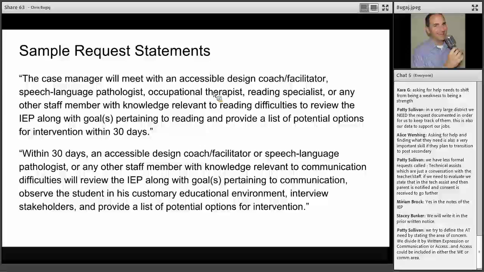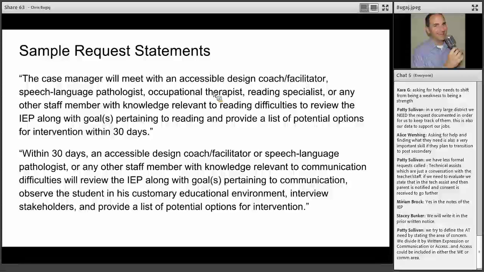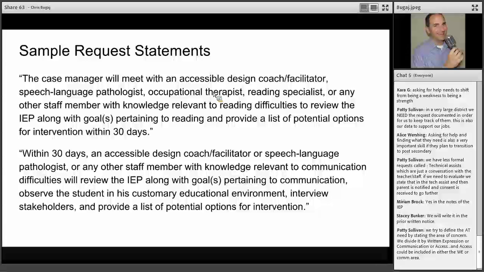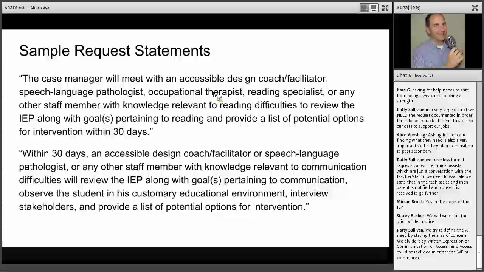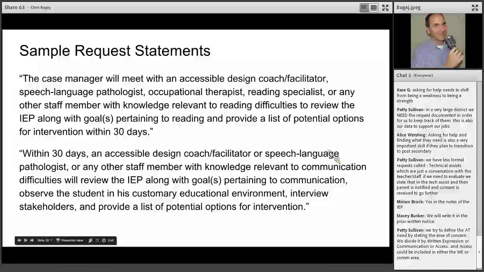And so here are two sample statements that might be written on the IEP. The case manager will meet with an accessible design coach or facilitator, or maybe it's a speech language pathologist, or maybe it's an occupational therapist, whatever. The case manager is going to meet with somebody knowledgeable with reading because this student has a goal related to reading, and then they're going to review the IEP goals, and they're going to come up with a list of potential options, and they're going to do that within 30 days, right?